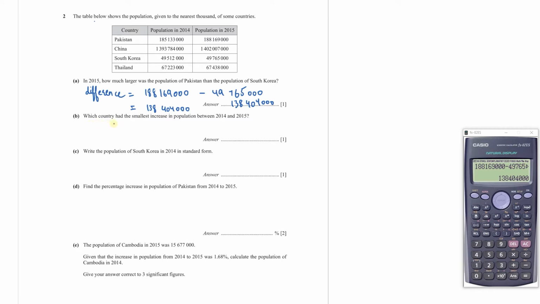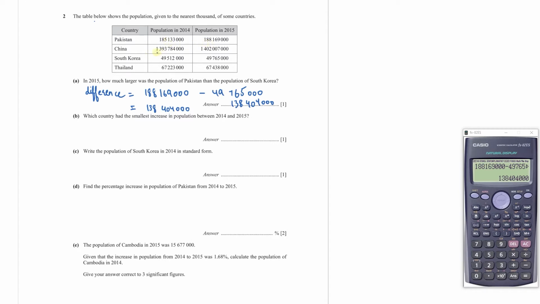Part B is, which country had the smallest increase in population between 2014 and 2015? Since this is only one mark, you don't actually need to calculate the increase in population for each country. Here you can see that Pakistan's population was 185 million something, and then it changed to 188 million. So that means it increased by about 3 million. So you're changing in millions here.